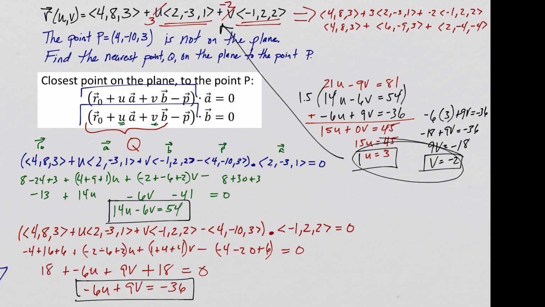And so we get this point q, which is going to be equal to, let's see, we've got 4 plus 6 plus 2, so that makes that 12. 8 minus 9 minus 4, so it's minus 5. And then 3 plus 3 minus 4, so that should give us 2. So if all my math works out, here's our point Q, and that's the closest point on the plane to the point P.